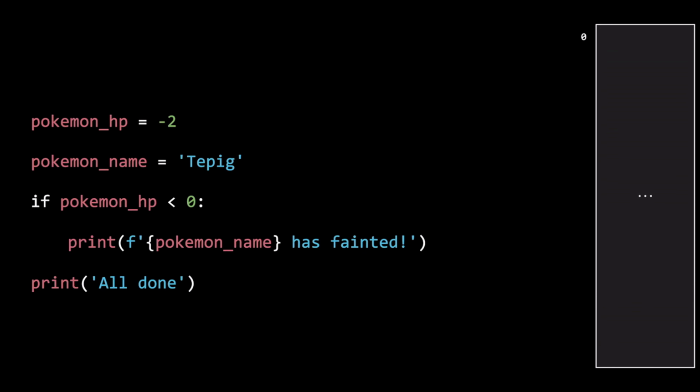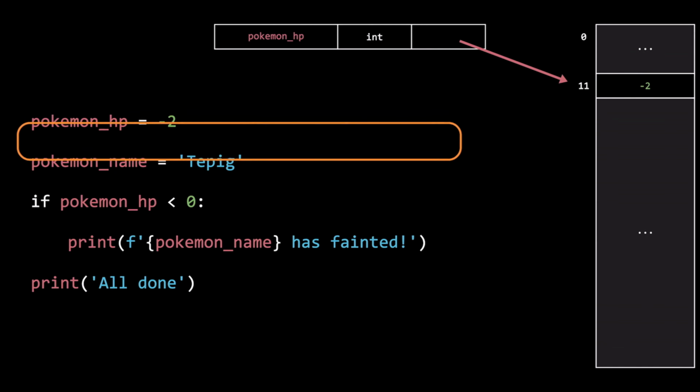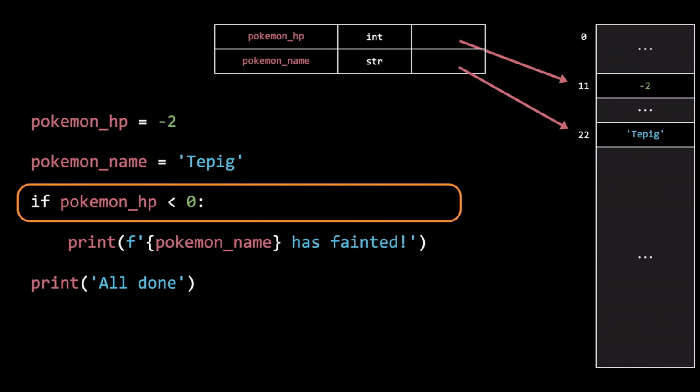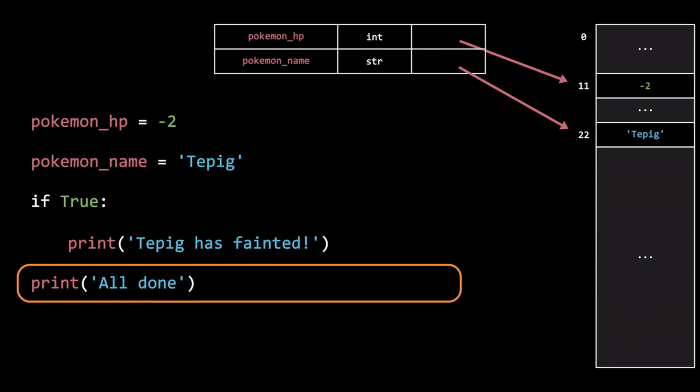For the next example, I'm just going to change the program ever so slightly. In this case, the condition is going to be true, so we'll see what happens when the condition turns out to be true. First we declare the Pokemon HP variable. In this case, it's set to -2, which is what makes the condition true. Then we declare Pokemon name, which is set to Typhlosion just like last time. Now we check the condition, Pokemon HP is less than 0, which in this case is true. So we execute this print statement inside the if statement. Finally, we print the statement after the if statement as we normally do.